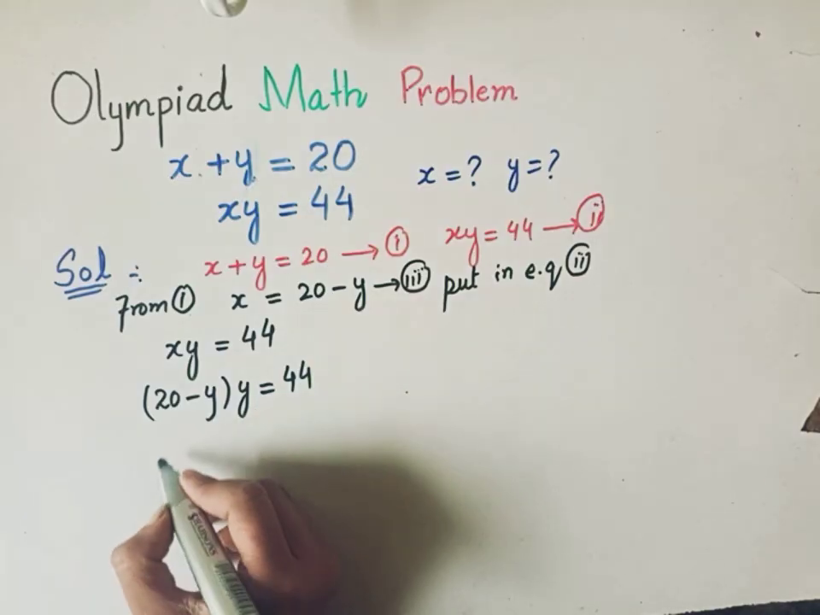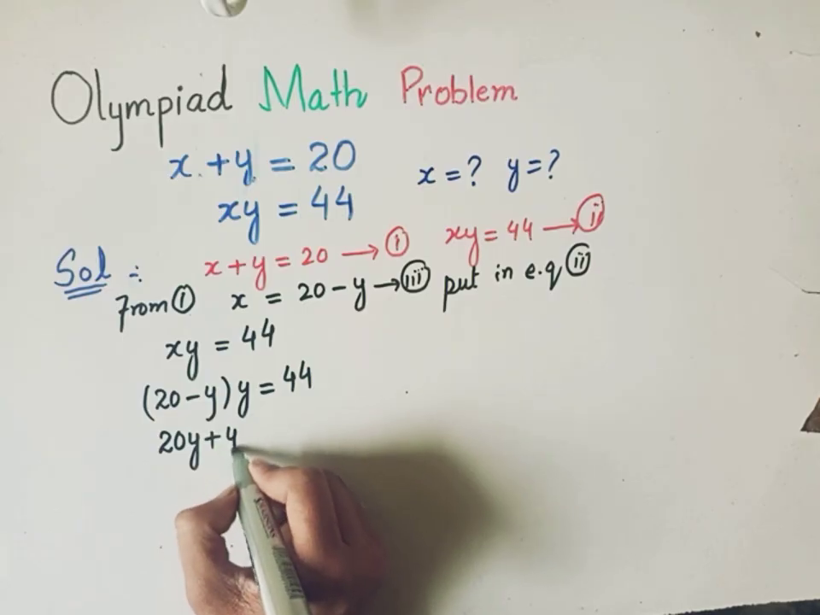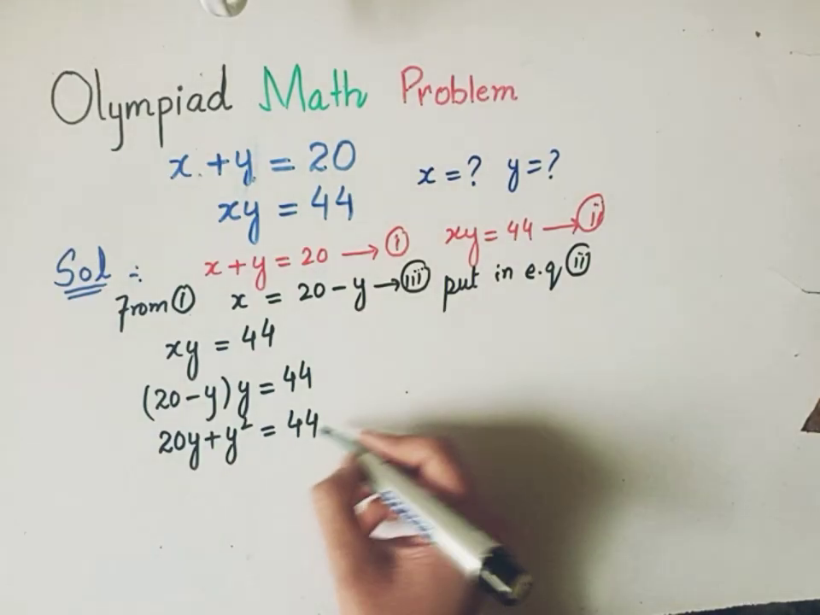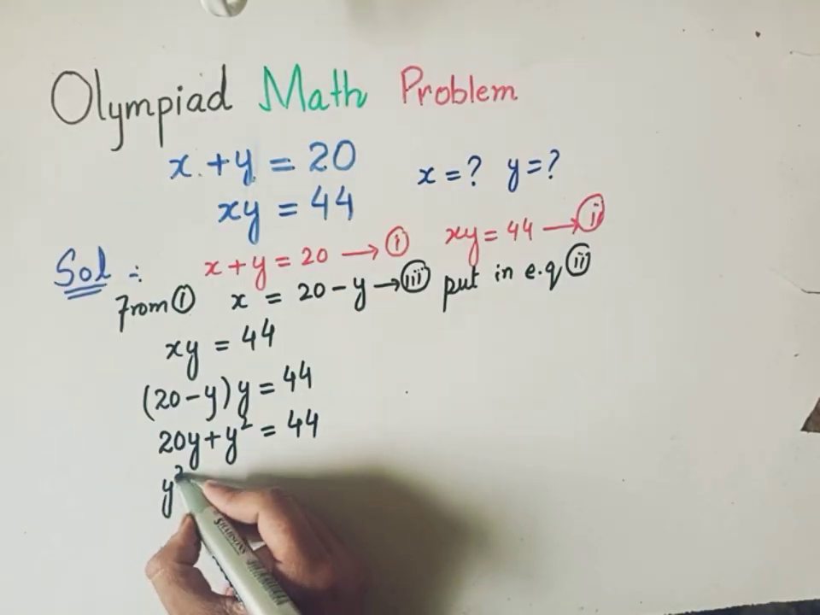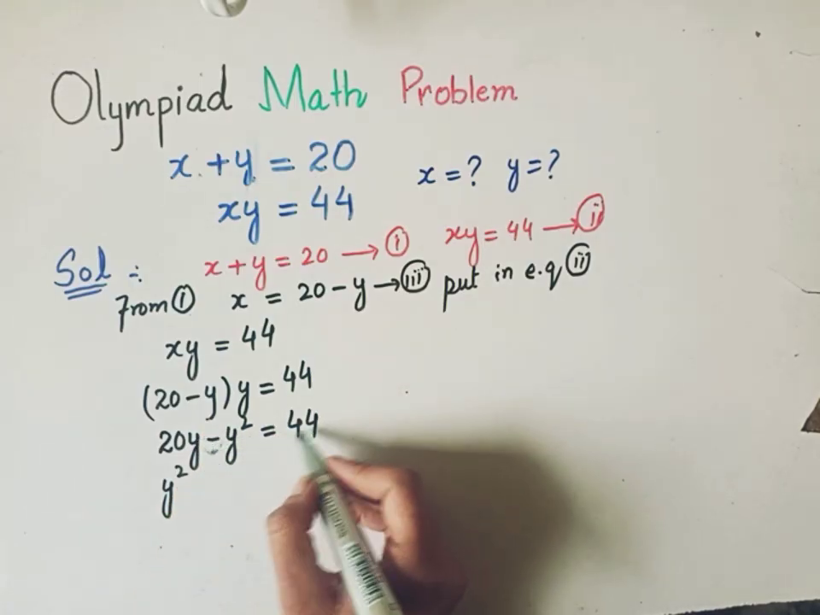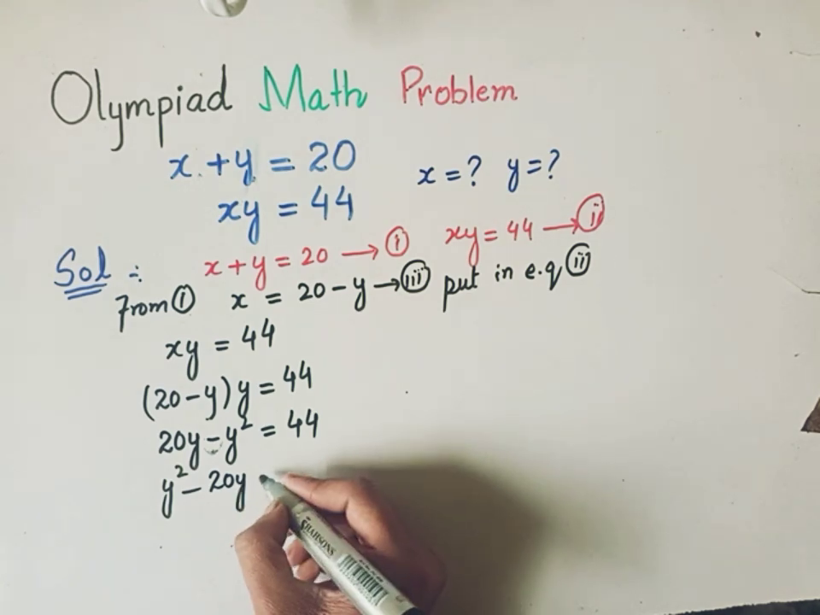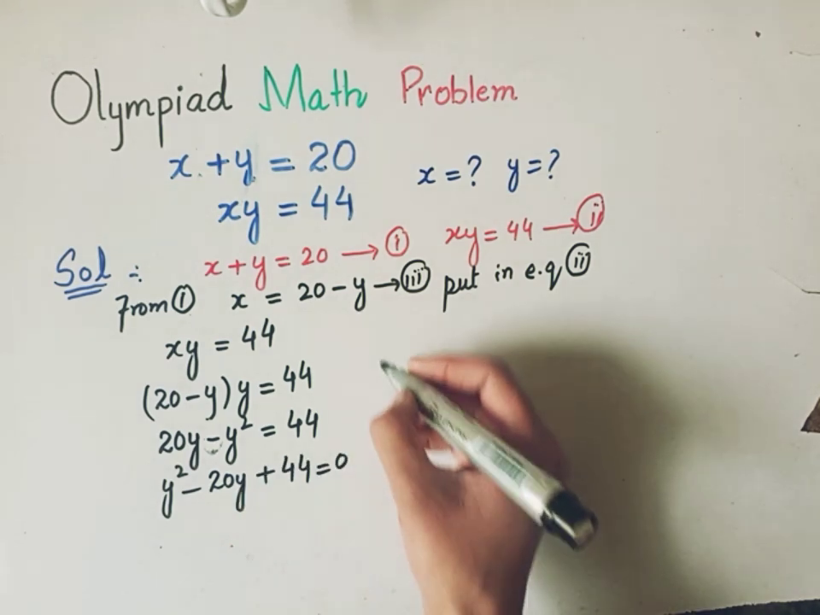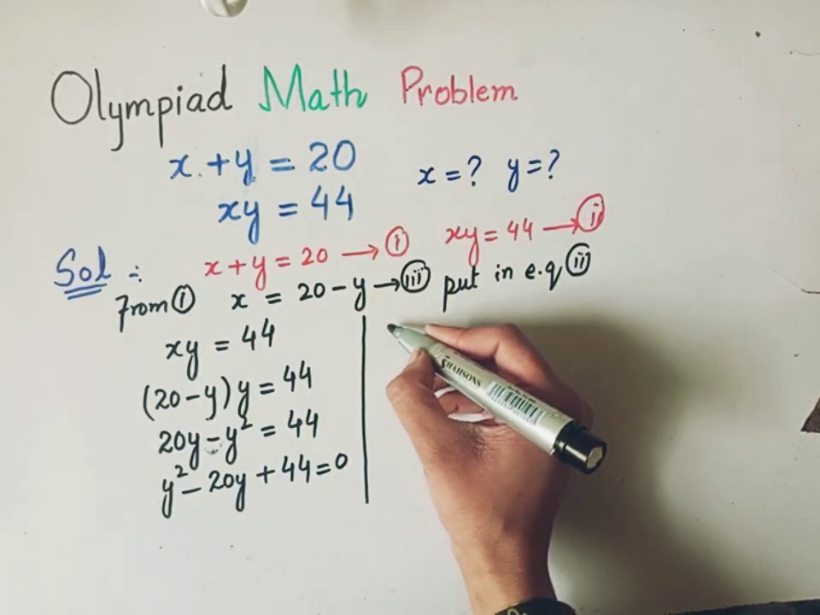Now, y is multiplied. We get 20y minus y square equals 44. Now, we will make this a quadratic equation. So, y square will go to this side: y square minus 20y plus 44 equals 0. So, we cannot factor this. We will apply the quadratic formula.